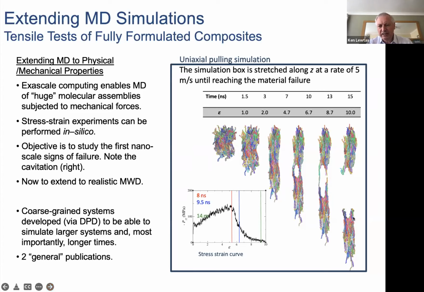And here you see on the right the effect of stretching these molecules. This is atomistically. We're aiming to do this with coarse grain as well. And to look at the first nanoscale failures here. And as you can see, we've got not bad results for a very, very first try here. So we're going to extend these and hopefully start round about now.